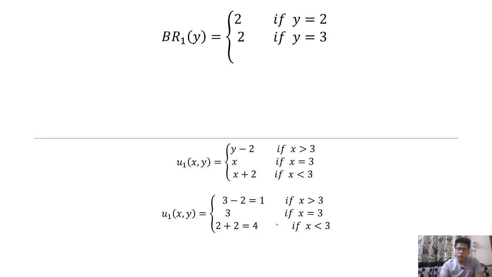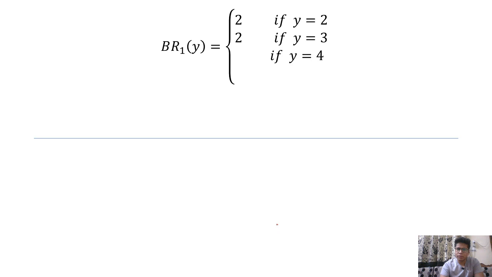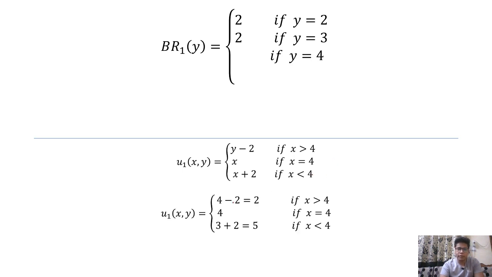Now what if y is equal to 4? So simply do the same exercise, substitute the value of y 4 here. You can see 4, 4, 4, and then substitute the value 4 here to get the payoff function. So you can see the highest payoff is 5 by choosing 3. Why choosing 3? Because I want to increase my payoff function by choosing x as much as I can, but it has to be strictly less than 4, but I can choose 3 here. So you can see 3 is my best response if y is equal to 4.